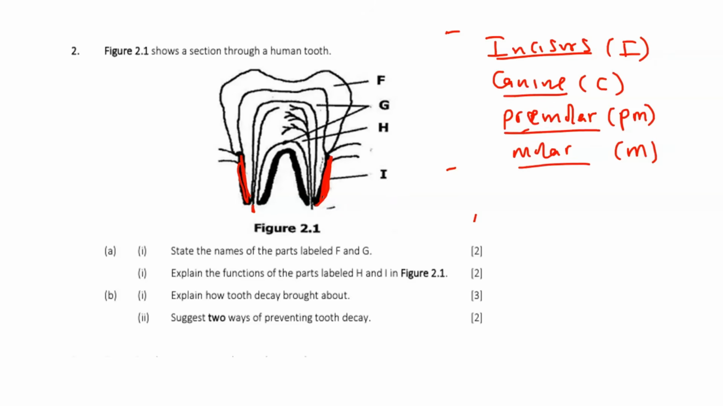Now for incisors, they are chisel shaped, and they are used for cutting and biting. Then for canine, they are dagger shaped, pointed, and they are used for tearing flesh. And of course you can see in carnivores, they are sharp because they are used for tearing of flesh and of course suffocating the prey.